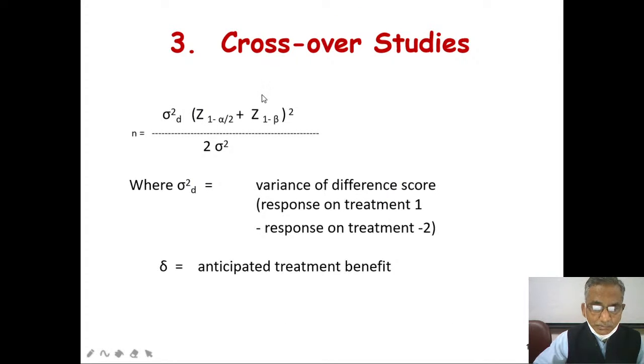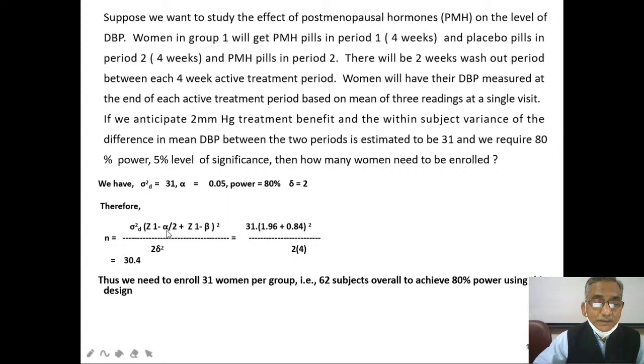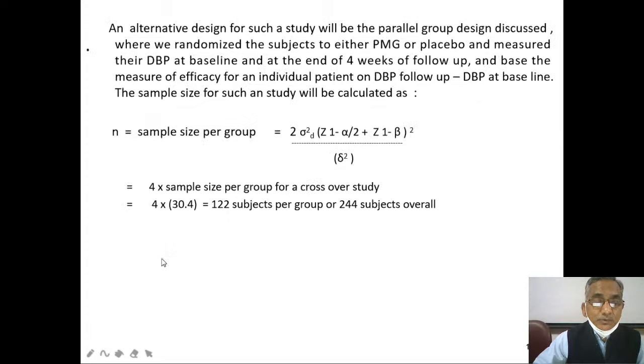So there is an example, and just see here, you get 30 here, but if you do crossover then you get four times. So that was for crossover, and if you do parallel then you would need 122 subjects. So this is just to tell you the importance of sample size and how sample size is calculated. Next part is randomization.